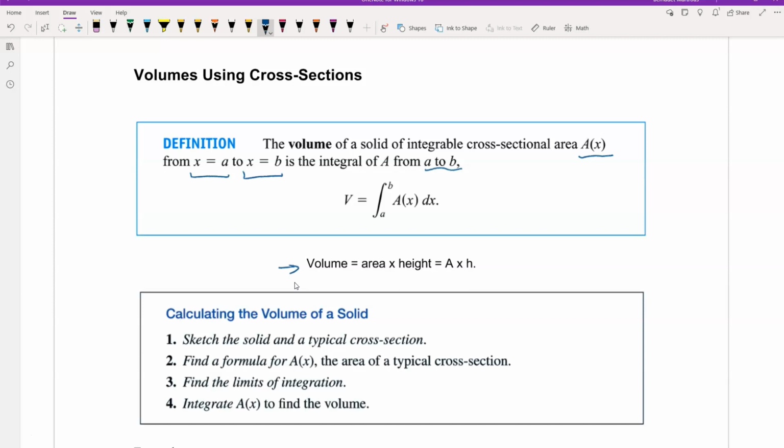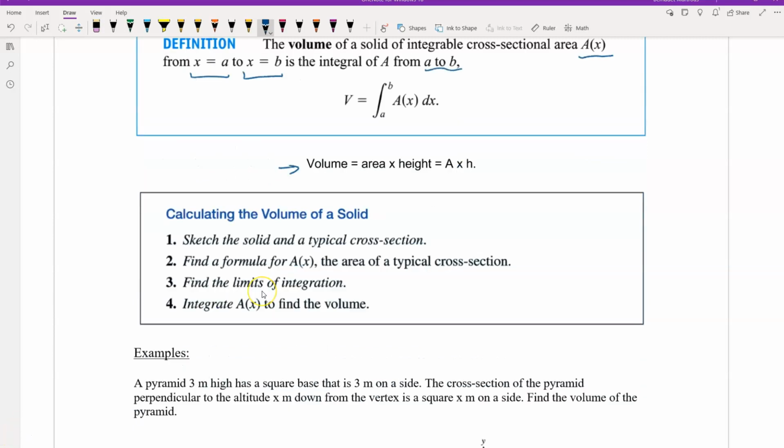So what we have for volume: volume is equal to area times height, or we can write A for area multiplied by h for height. Here I have the steps to calculate the volume of a solid. First, sketch the solid and a typical cross section. Step 2, find the formula for A of x, the area of a typical cross section. Step 3, find the limits of integration, and finally integrate A of x to find the volume.